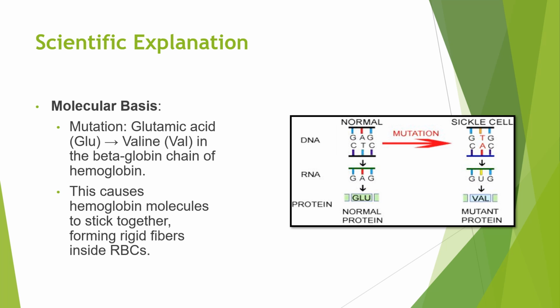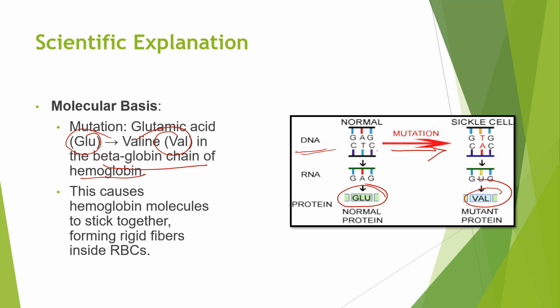Now, the defect is actually caused by the substitution of glutamic acid by valine in the beta globin chain of hemoglobin. So, what is happening here? You can see here the glutamic acid was there and it is replaced by valine. In DNA, it was GAG and CTC. So here the DNA has, in the sickle cell, a mutation in the DNA strand.